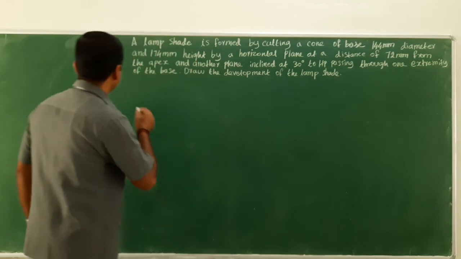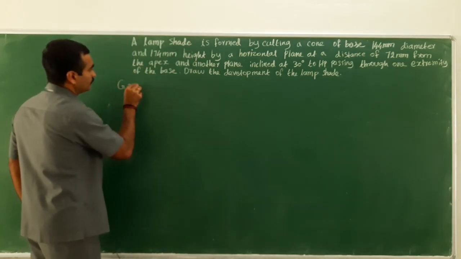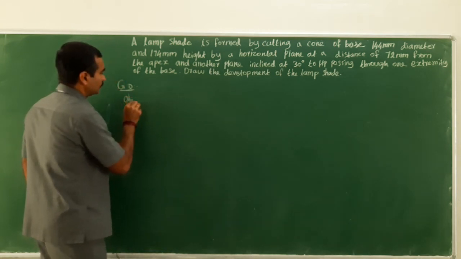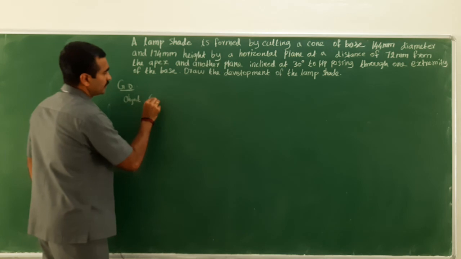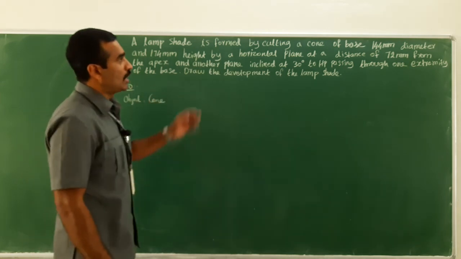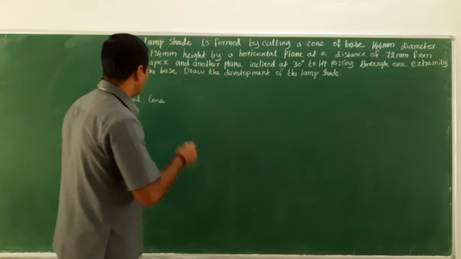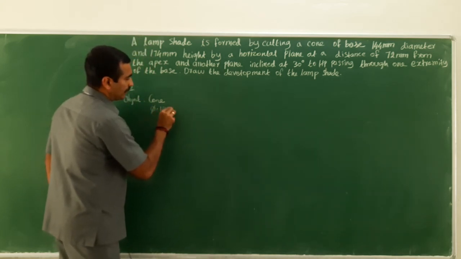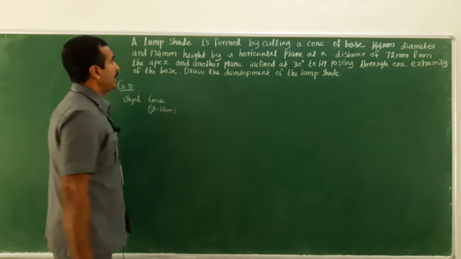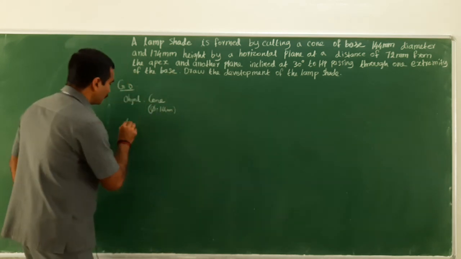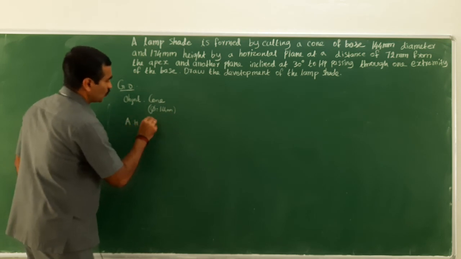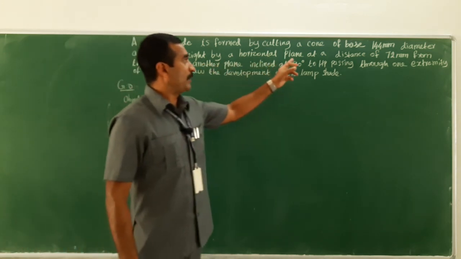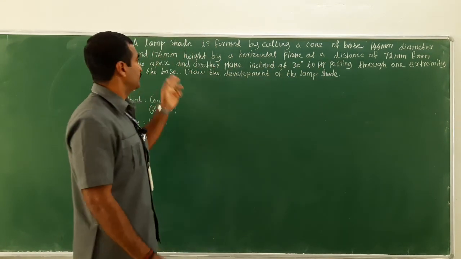So the given data: here the object is a cone, of diameter 144 mm, and the axis height is 174 mm, cut by a horizontal plane at a distance of 72 mm from the apex.